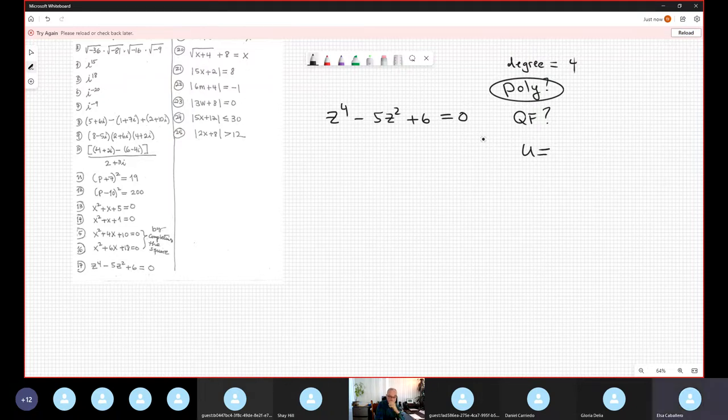This is the most important. C to the second power. You always take the smaller exponent. When you rewrite the equation, this term is minus 5u, and this is u squared. Do you follow me or no? This is magic. Yeah, I follow you.